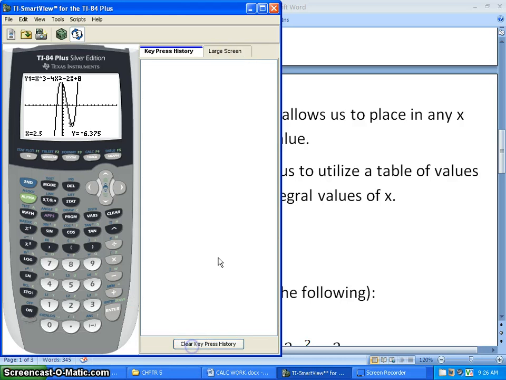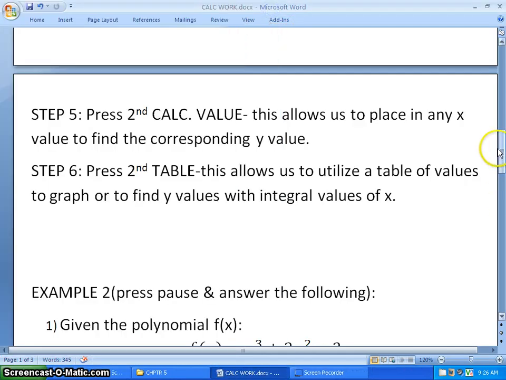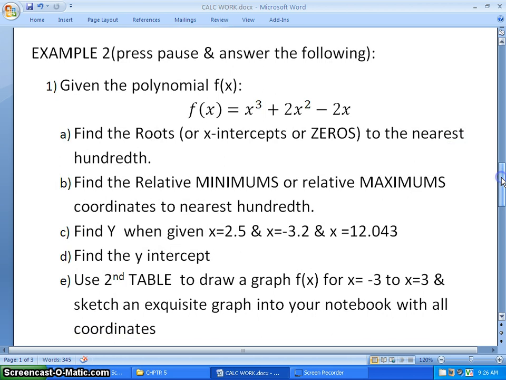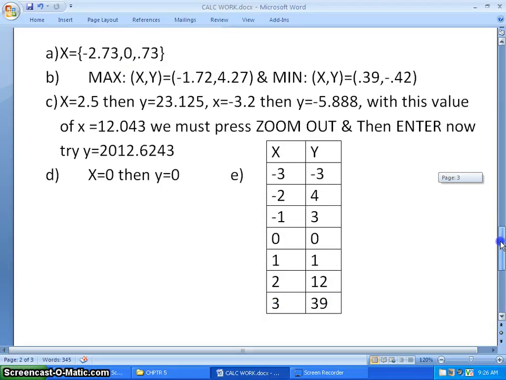So I'm going to come back in here and show you right here below. I have a second example, and at this time you should pause your computer. Try these 5 examples. So pause. When you're done, you can now check the answers below. Keep practicing and come on in for extra help.